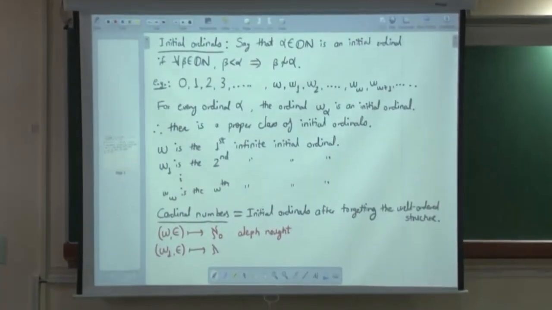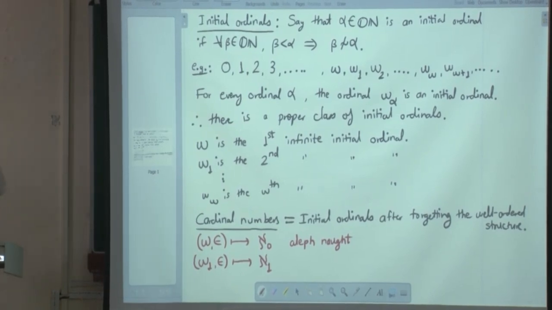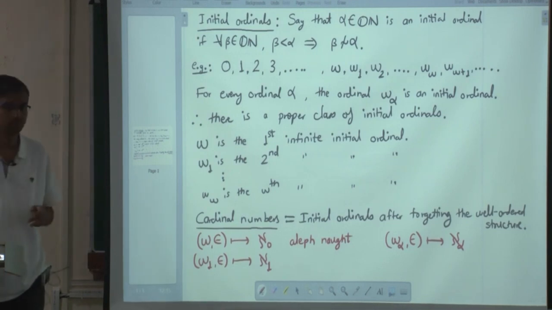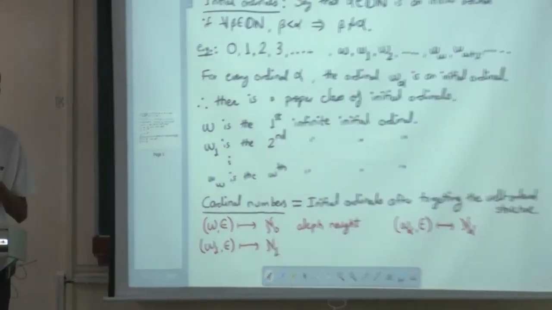So, I will forget from omega 1 that it had this belonging relationship which made it a well-ordered structure. I will only remember omega 1 as a set, and that one is aleph 1. So, in general, I have omega sub alpha, yes, that will be called an ordinal number, I will call it aleph alpha. So, all the infinite cardinal numbers are denoted by aleph naught, aleph 1, aleph 2, aleph omega plus 1. In general, aleph sub alpha for every ordinal alpha. That is my collection of cardinal numbers.